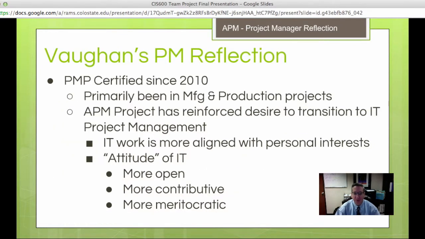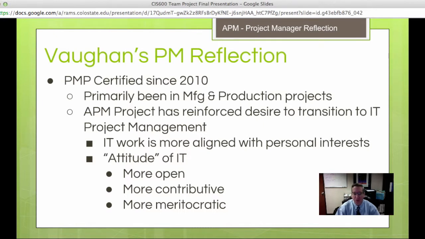Finally, a reflection. I've personally been PMP certified since 2010, but until recently my primary role has been more in manufacturing and production projects. This APM web project for the course has really reinforced my desire to transition to more of an IT project management role.